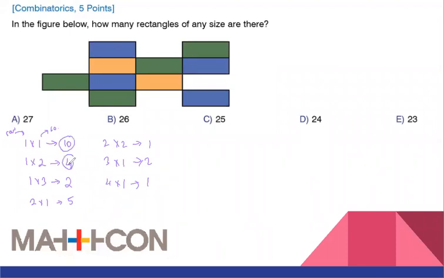So that's 10, 14, 16, 21, 22, 24, and 25. And that is my answer. I hope that makes sense.